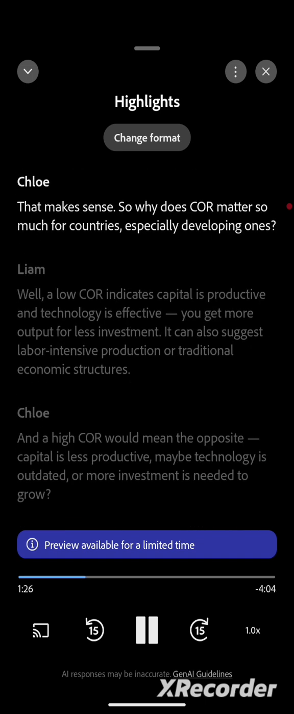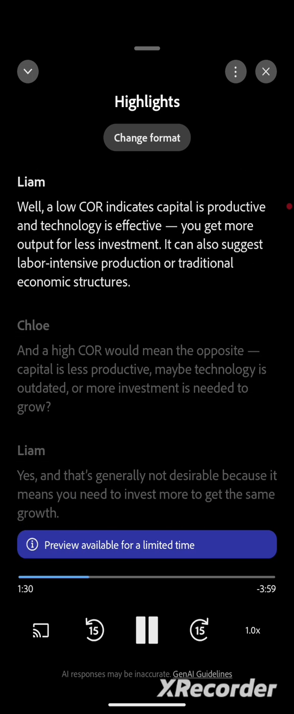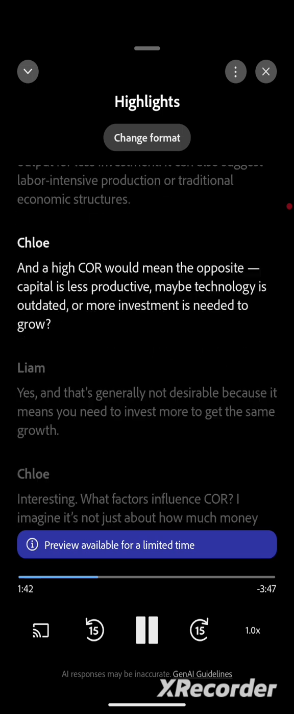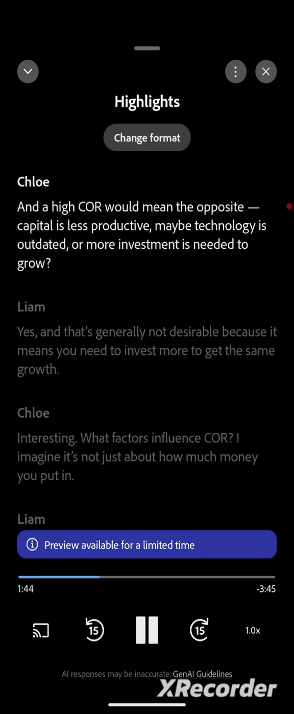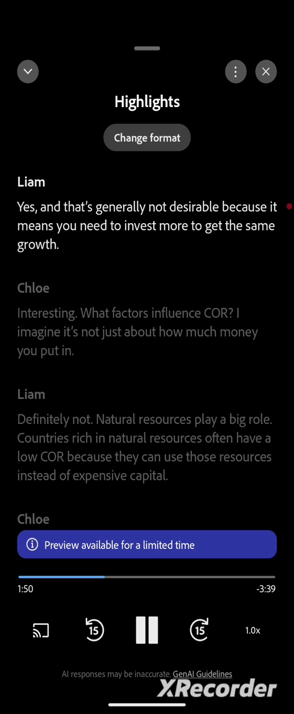That makes sense. So why does COR matter so much for countries, especially developing ones? Well, a low COR indicates capital is productive and technology is effective. You get more output for less investment. It can also suggest labor-intensive production or traditional economic structures. And a high COR would mean the opposite. Capital is less productive, maybe technology is outdated, or more investment is needed to grow? Yes, and that's generally not desirable because it means you need to invest more to get the same growth.